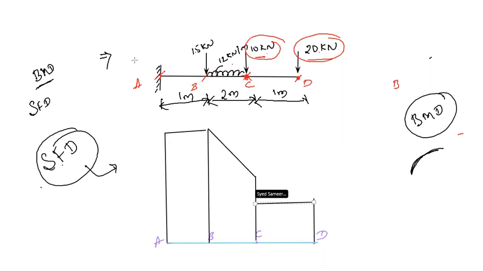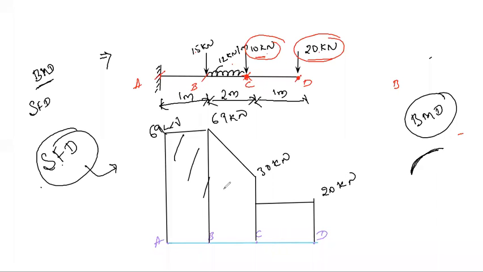You mention the quantity, the intensity of load. Here we have 69 kilonewton. Here we have how much? 30 kilonewton, right? Here we have 20. Now tell me, is it easy or difficult? Easy. After analyzing the shear force and bending moment for a cantilever subjected to point load and UDL, it is very easy.